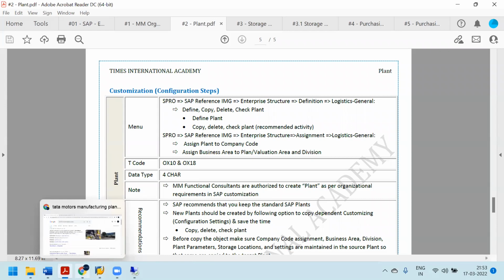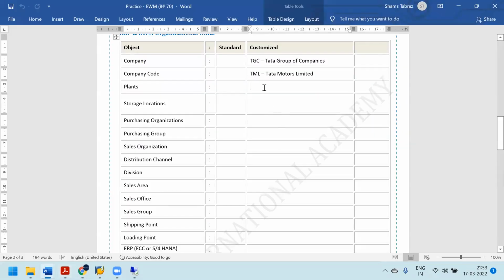So here, I'm just putting as P1, okay? This is our batch number 70, so 70P1. This is one plant. I'm just using the key to represent the Pune plant. I'm representing it with this 4 character key because the character limit is 4. Let's say Pune plant, right.